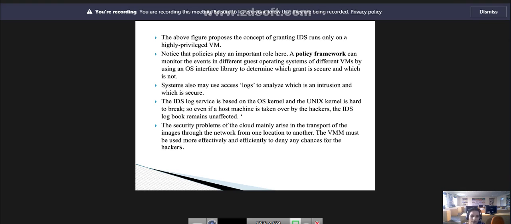The security problems on the cloud mainly arise from the transport of images through the network from one location to another. The hypervisor must be used more effectively and efficiently to deny any changes by hackers. So, this is called the virtual machine trust manager.